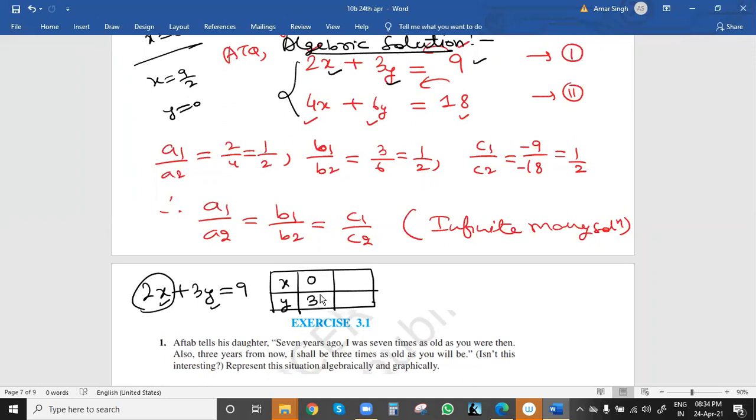And now one more value we can take. This time let us take Y as 0. Then X will be 9 by 2, which is 4.5. Now both the values are solution values also.